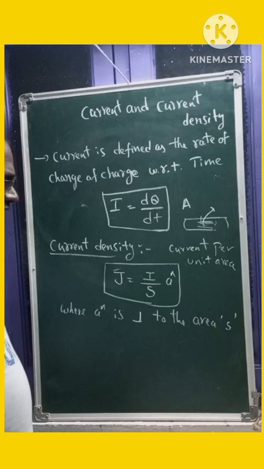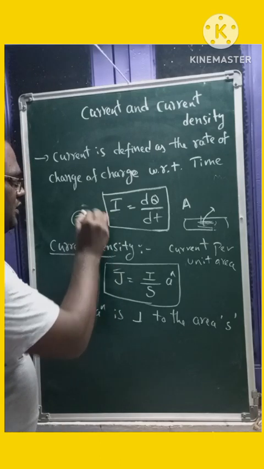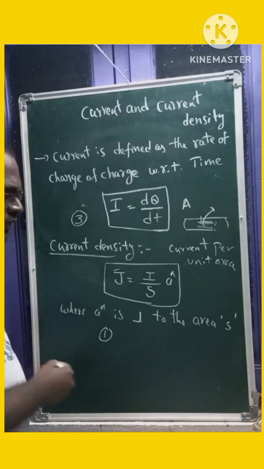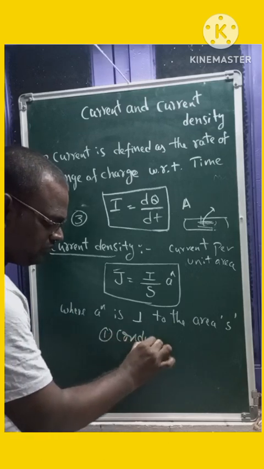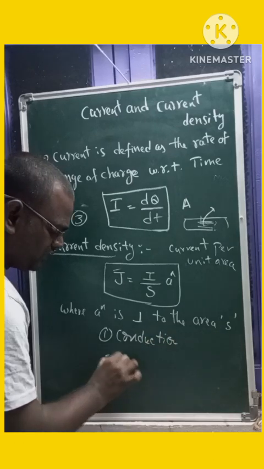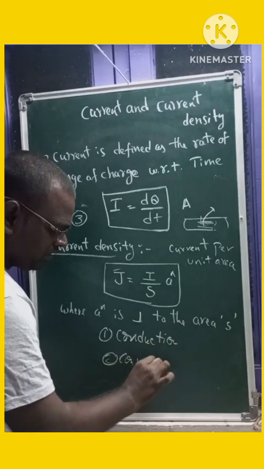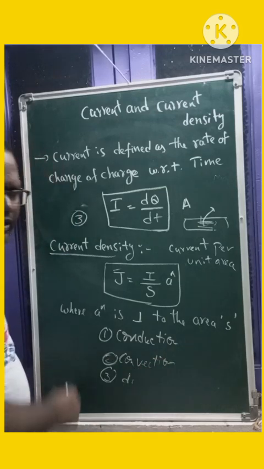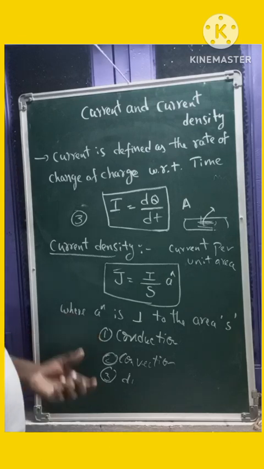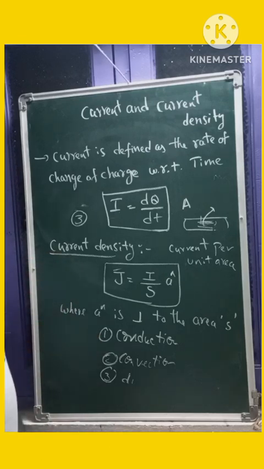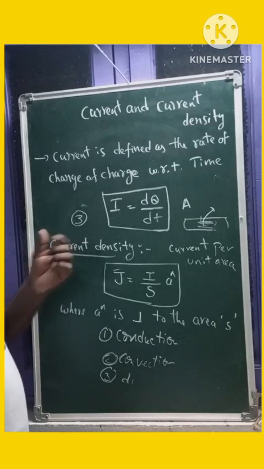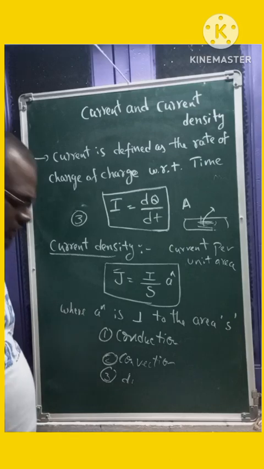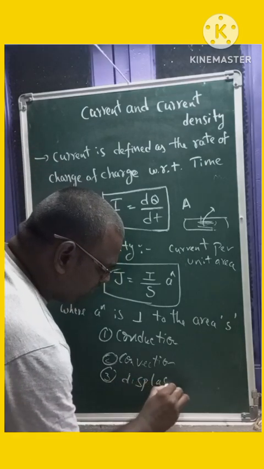Here we have three types of current densities: conduction, convection and displacement current density. These are the three terms which relate to the current density.